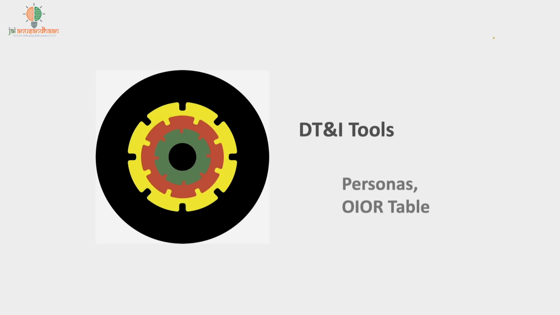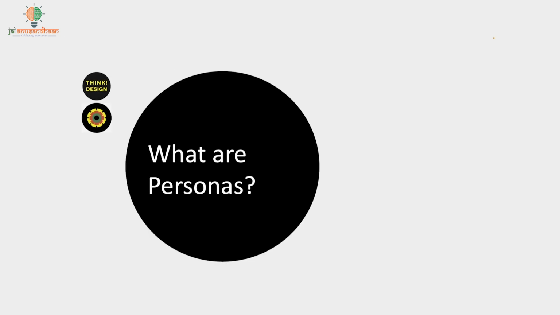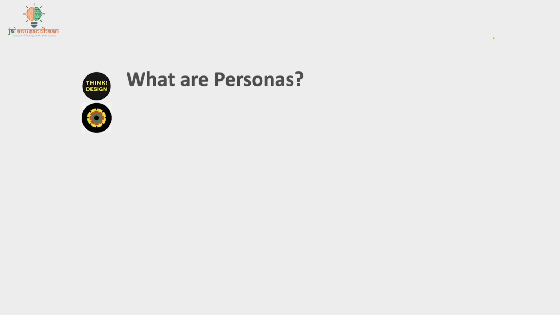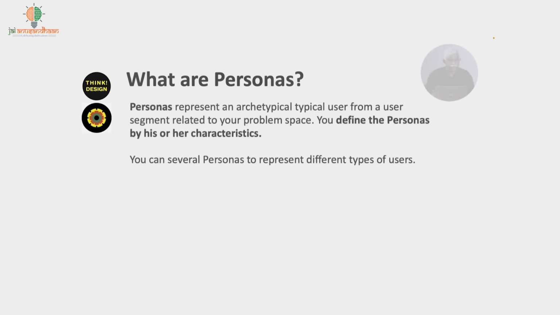So, we are going to be covering personas and the OIOR table. So, what are personas? Personas represent a typical user from your user segment, again related to your topic or the problem space. You define the personas by his or her characteristics. And you can have several personas to represent different types of users.